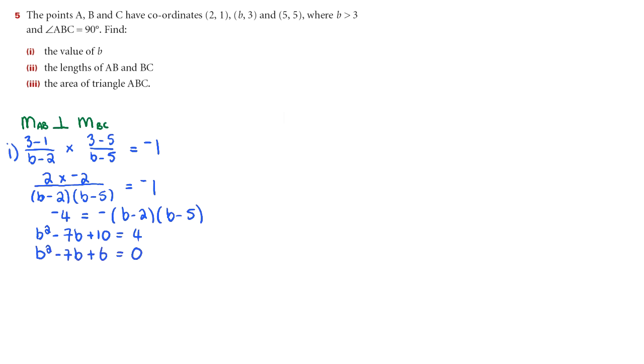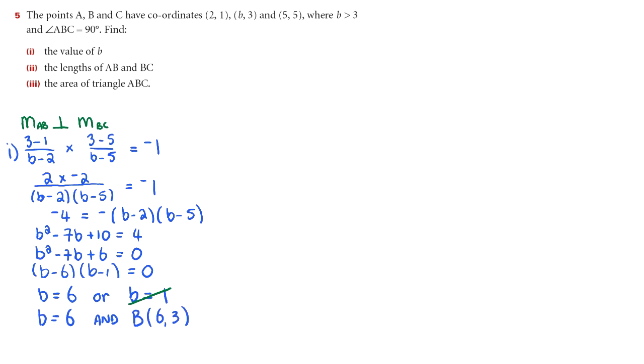We're looking for two numbers that multiply to 6 and add to -7. The two numbers are -1 and -6. So we can rewrite that as b minus 6 in brackets times b minus 1 in brackets equals 0. We use the null factor law now to say the solution is b is either 6 or b is equal to 1. But the question told us that b is greater than 3. So b can't equal 1. And the answer is b is 6. And when b is 6, the point B is going to have the value of (6, 3).